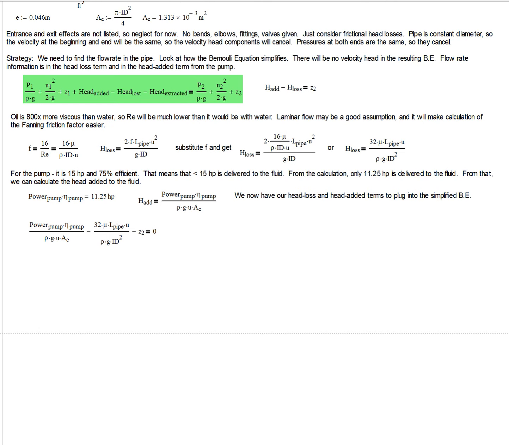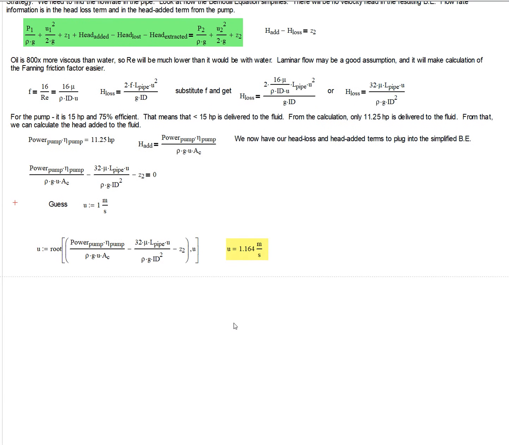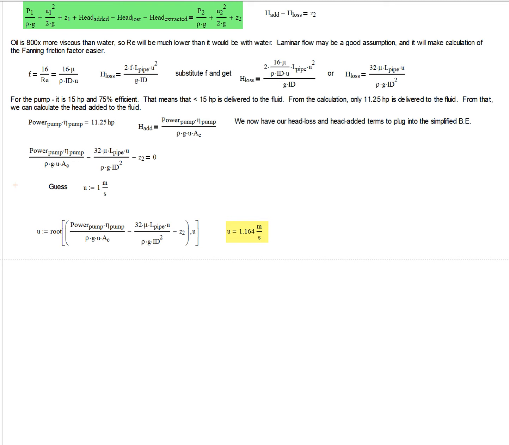Here's what we get. Again, we can afford to be a little lazy algebraically when it comes to using MathCAD, so I'm going to use the root function. I'm going to guess a linear velocity of 1 meter per second. I'm going to plug this function into my MathCAD root function, ask it to calculate for u, or linear velocity, and we get a linear velocity of 1.164 meters per second.